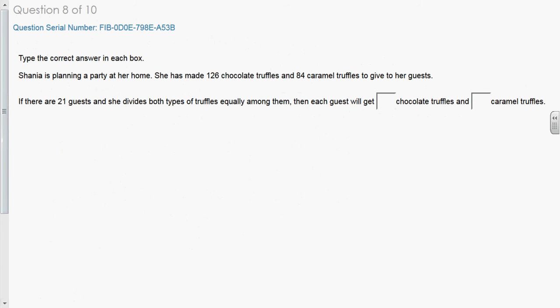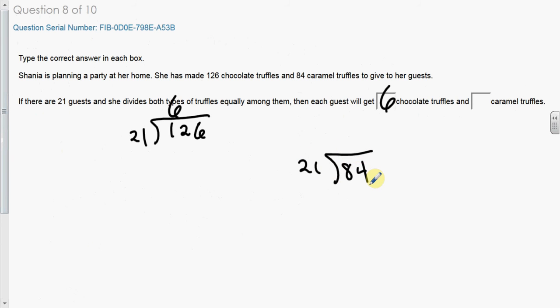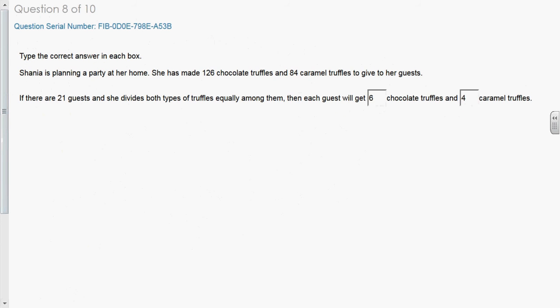No problem. You know that there are 21 guests, so for the chocolate, that's going to be 126 divided by the 21 guests, and that gives you 6. And then for the caramel, that's going to be 21 divided into 84, and that gives you 4. Okay.